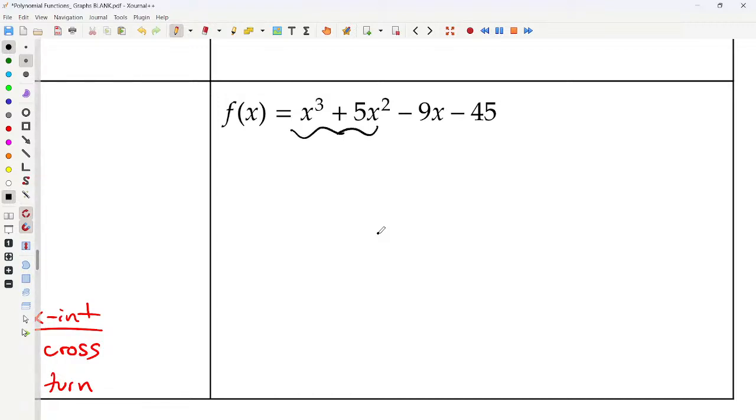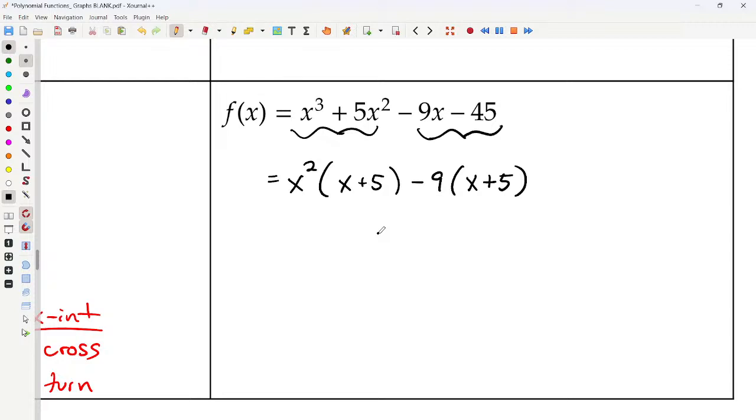What's the GCF of this? X squared. What's the GCF of this? 9, -9. Oh my gosh. It's like it was rigged. Of course it's rigged. And your homework questions are rigged too.